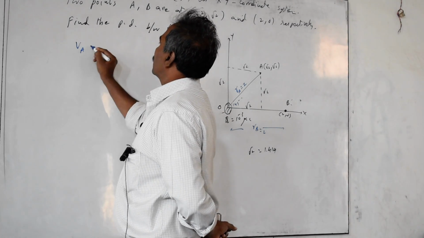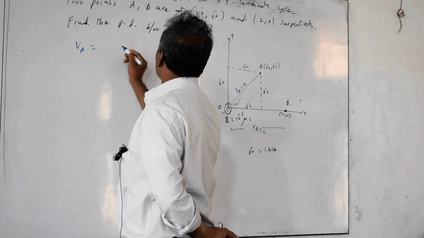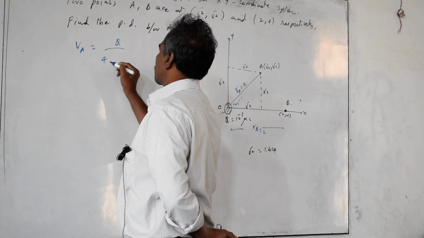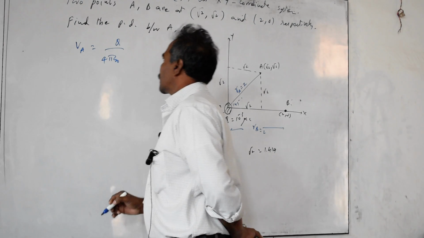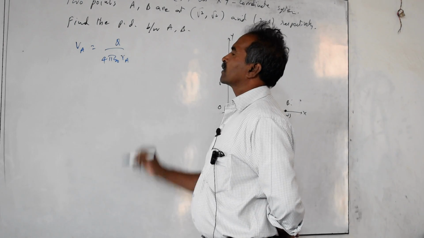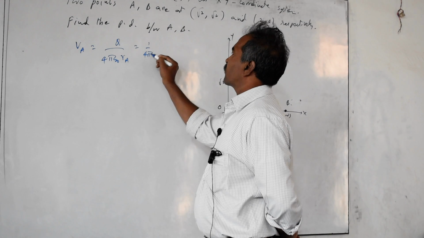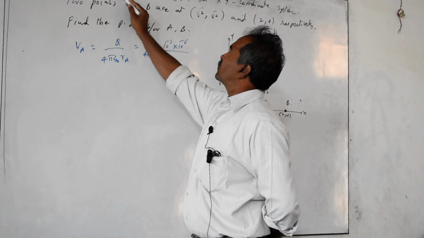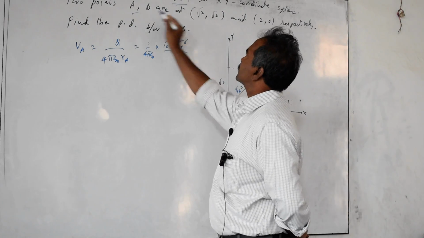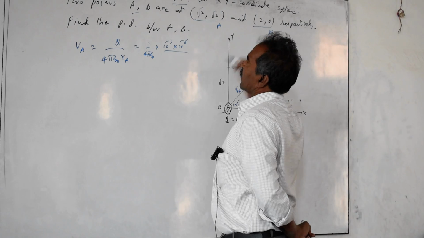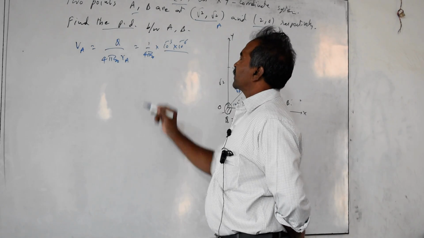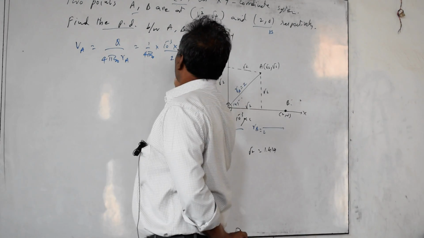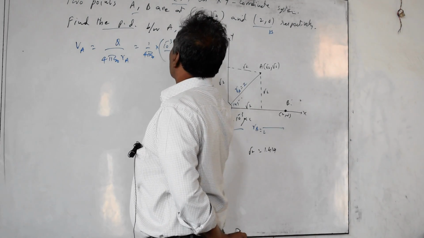What is VA? VA is equal to the charge Q by 4 pi epsilon naught into RA, because of this capital Q only the potential. This is nothing but equal to 1 by 4 pi epsilon naught, into Q, which is 10 to the power of minus 3 into 10 to the power of minus 6 microcoulombs at the origin. This is A, this is B values. Find PD. Here this RA is nothing but equal to 2 units. This is 9 into 10 to the power of 9, and 1 by 2 you will get, into 10 to the power of minus 9.